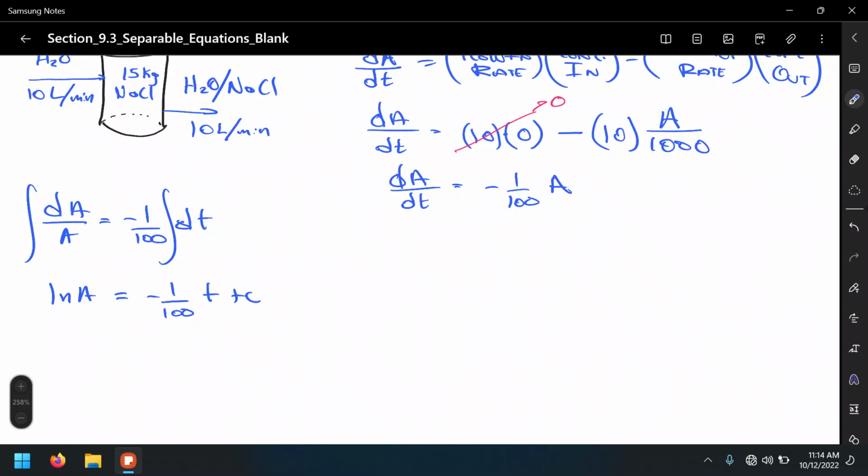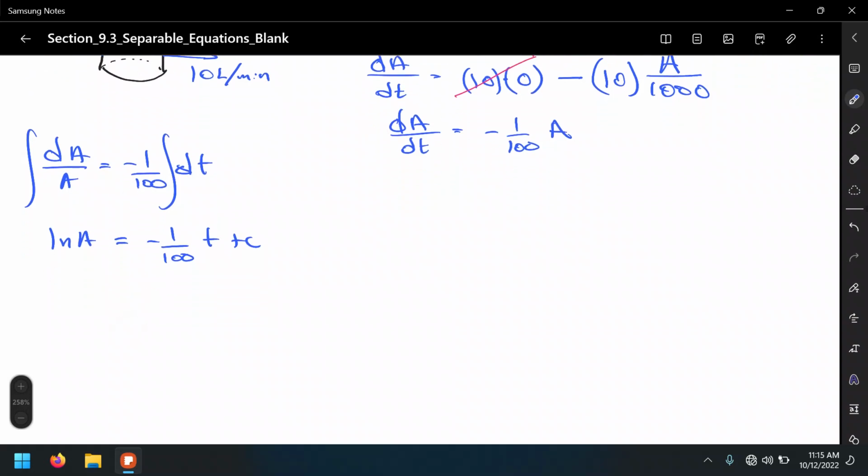And notice something else here. I didn't add the absolute value bars for the quantity A, because in this case we are dealing with only positive amounts of solute. Would it make sense to have negative 15 kilograms or negative 5 kilograms of solid? Well, it doesn't make sense. So for physical context, in this case, we can just get rid of those absolute value bars.